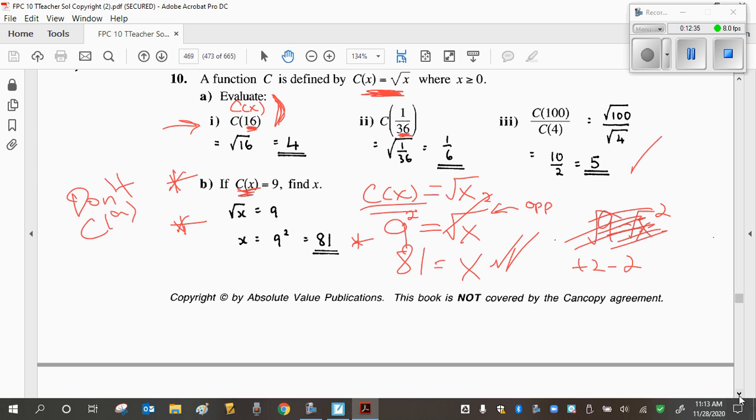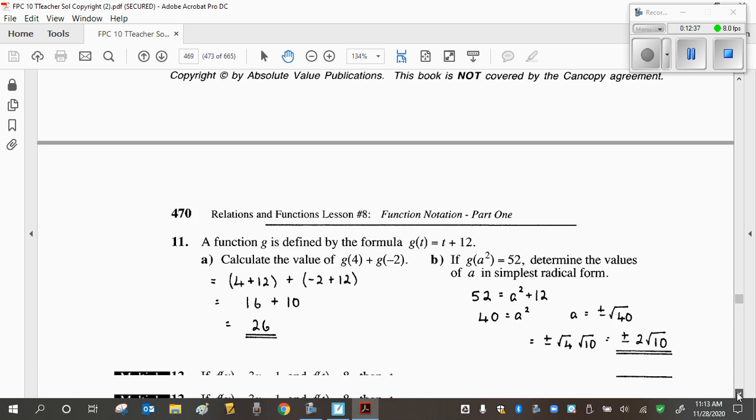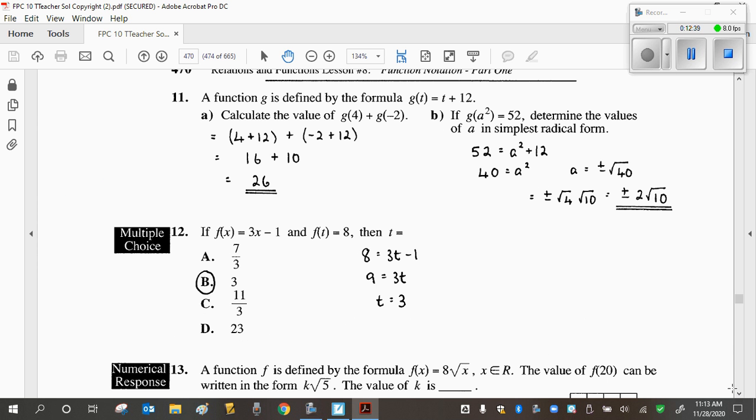Lastly, 11. This gives you really 2 questions at once, and then you just add the answers together. So g of 4 equals 16, g of negative 2 equals 10, and then you just add them together.